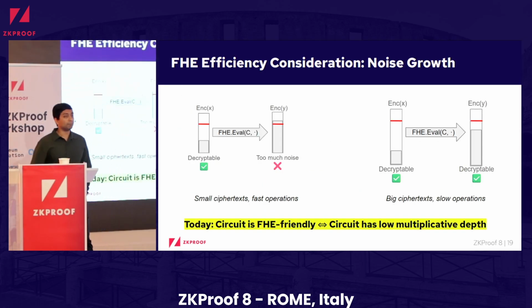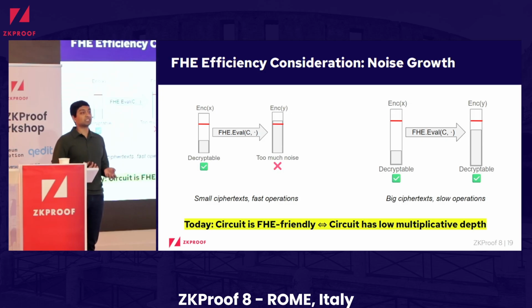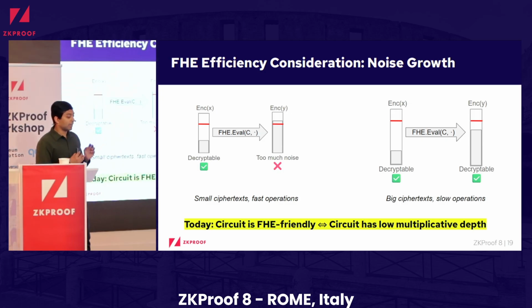Great. So our goal is to build an FHE-friendly SNARG prover. We want to evaluate a SNARG prover under FHE. So I need to tell you what it means for something to be FHE-friendly. Most FHE schemes, in particular BGV and BFV, the ones we're interested in, have some noise growth consideration. When you do operations on ciphertexts, the noise increases. And if the noise exceeds a threshold, then you can't decrypt.